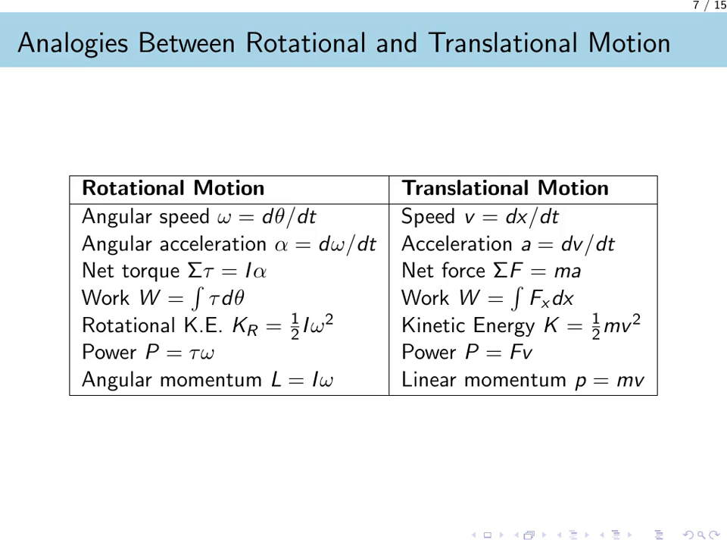This pattern extends to concepts like work, power, and kinetic energy. For instance, rotational kinetic energy is 1/2 I omega squared, which mirrors the translational form of 1/2 mv squared. Understanding these analogies means you do not have to memorize a completely new set of formulas. You just need to learn the rotational equivalents for the variables you already know.